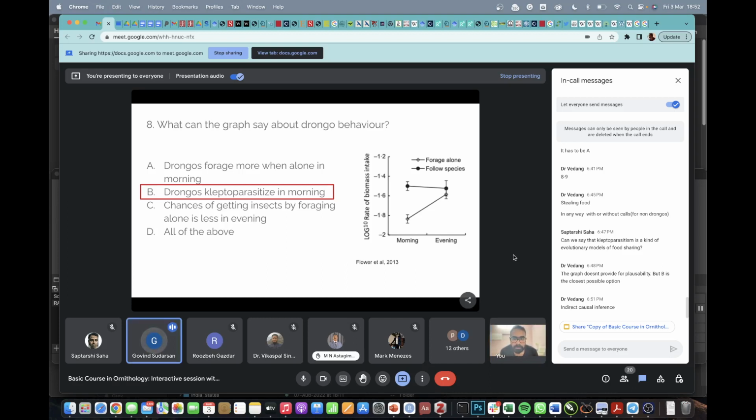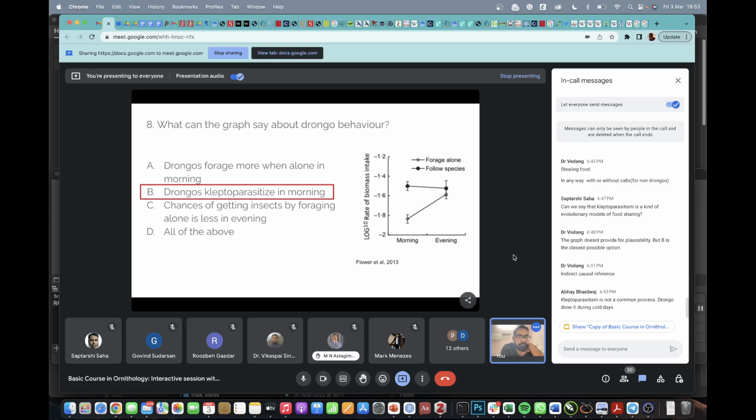Well, at least my observation is that since insects are less abundant in the morning, they're less active in the morning, the drongos have to forage more in order to find insects. Oh yes, you're talking about... okay, yeah, but they don't find more in the morning, so they'll rather follow species. But yeah, anyways, that's the impression.